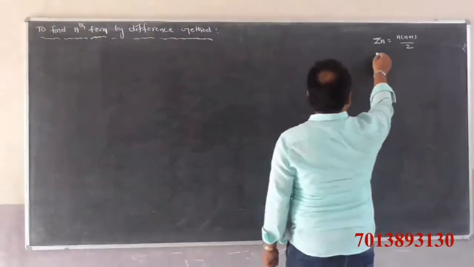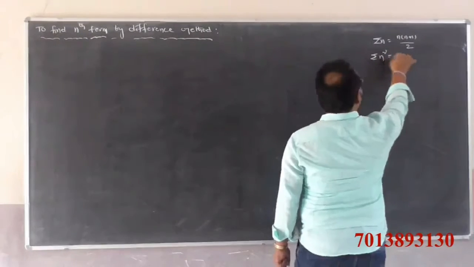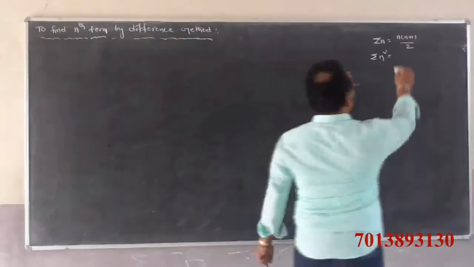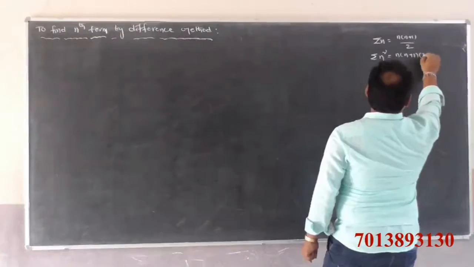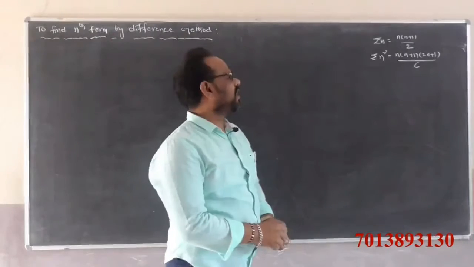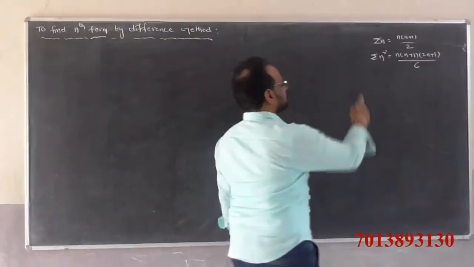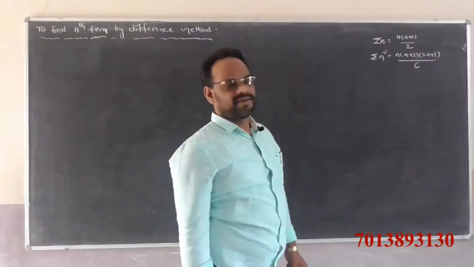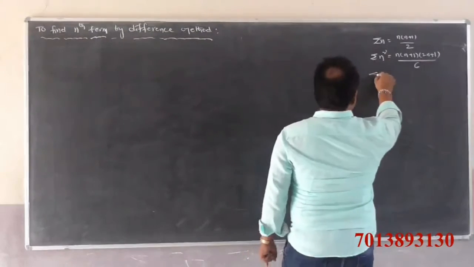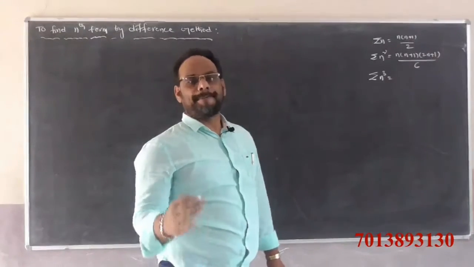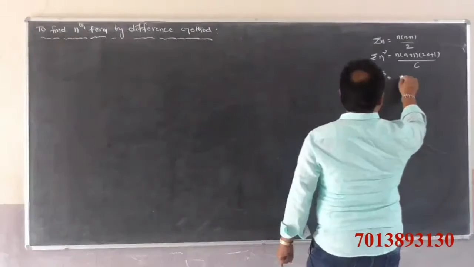The sum of the squares of the first n natural numbers, sigma n square, we already discussed in the previous class. Sigma n square is n into n plus 1 into 2n plus 1 by 6. That is 1 square plus 2 square plus 3 square plus 4 square up to n square. And the sum of the cubes of the first n natural numbers, 1 cube plus 2 cube plus 3 cube plus 4 cube up to n cube, we get n square into n plus 1 whole square.